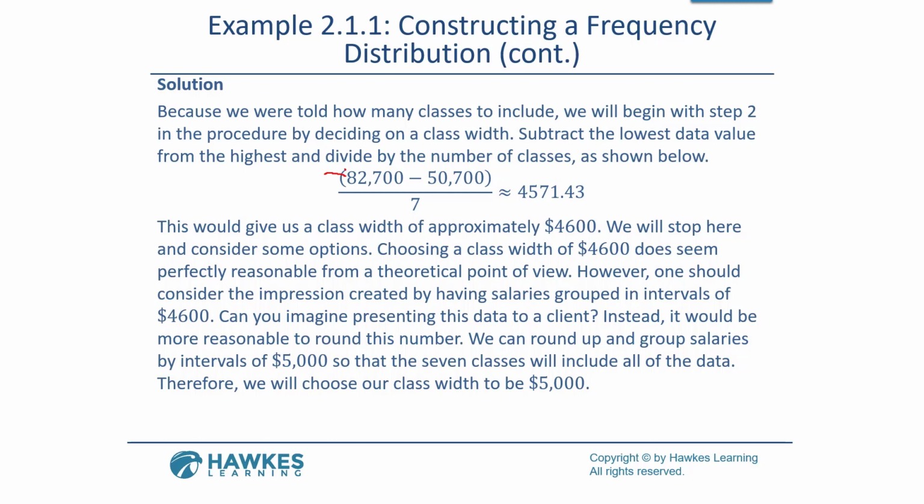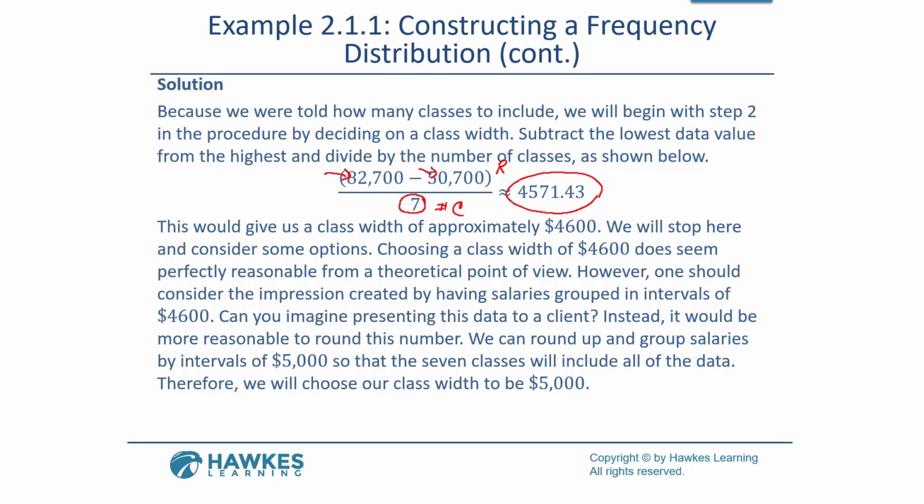Here's the highest item, the lowest item. We're going to subtract them and divide by 7 classes that we're going to use. Remember, the classes can be usually between 5 and 20 if you were choosing. This would be the range here. This is the number of classes. Divide those, and here's the number you get. This would give you a class width, but you probably won't want to use 4571.43 as your class width.